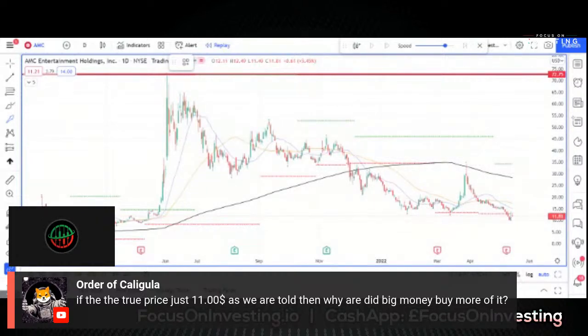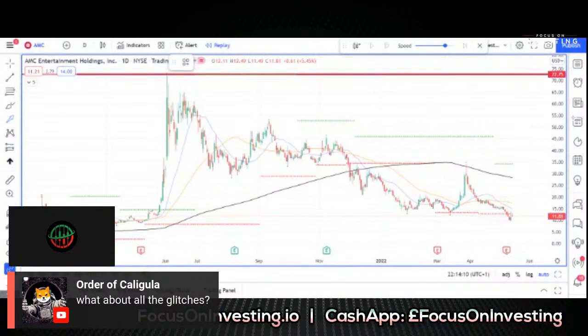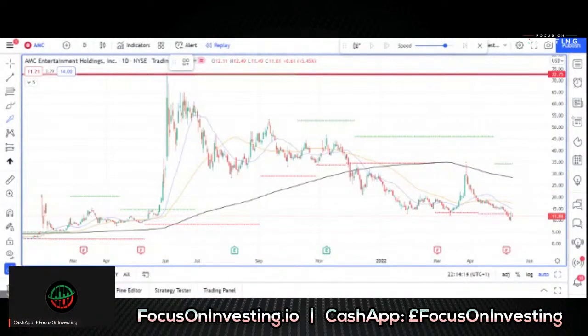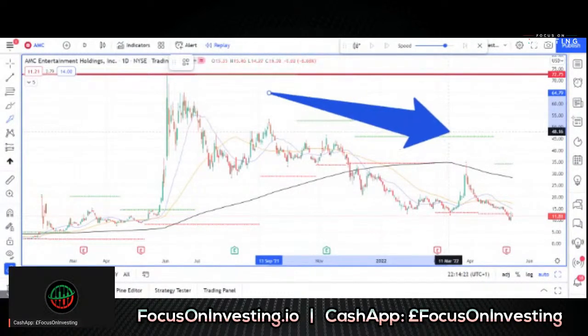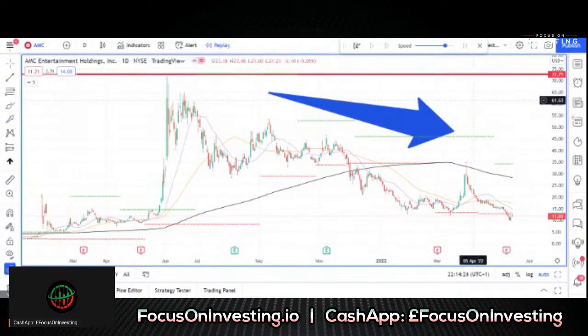Order of Caligula says, what about glitches? I'm not understanding what you mean by glitches. If you can elaborate on glitches. Right. So here we can clearly see that the value of this stock is down. It's going down, right?